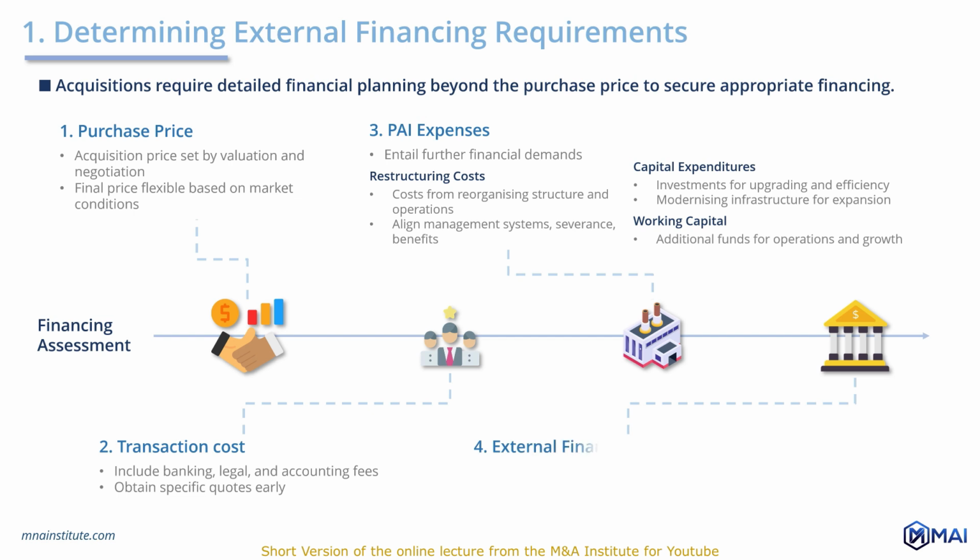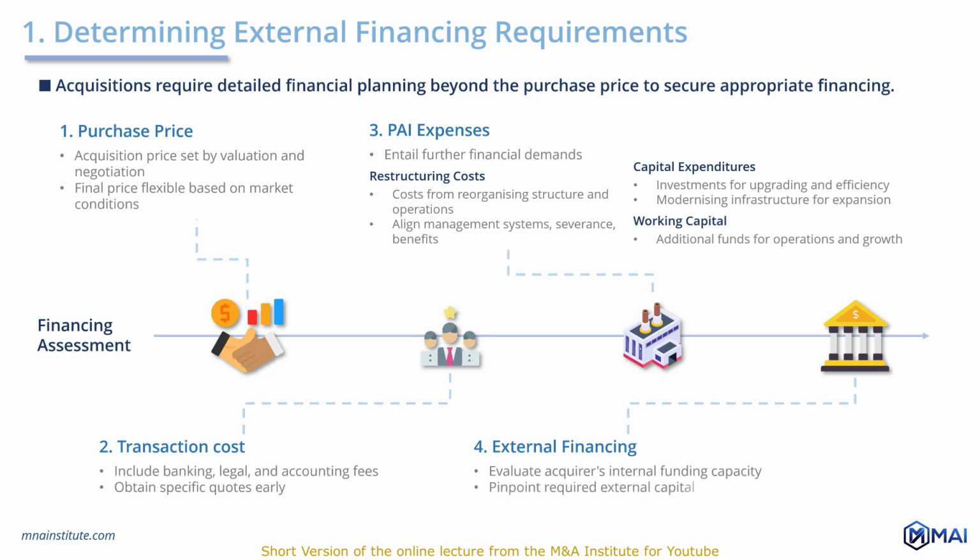4. Determining external financing requirements. After assessing the total capital needs, the next step is to evaluate the acquirer's internal funding capacity, including cash reserves, operating cash flows, and potential proceeds from selling non-core assets.